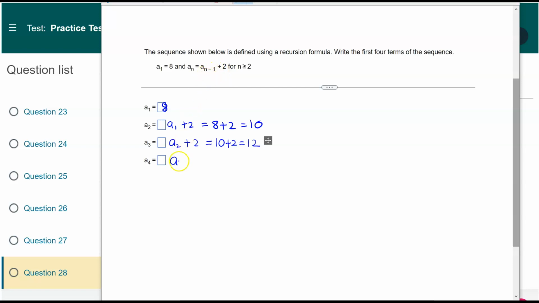4 minus 1 is 3. So that's why you have 3 here. And then plus 2. But what is a sub 3? That is equal to 12. Plus 2 is 14. So these are the first 4 terms of the sequence.